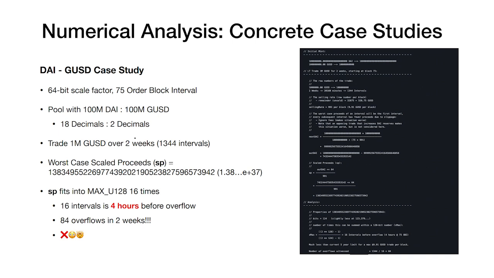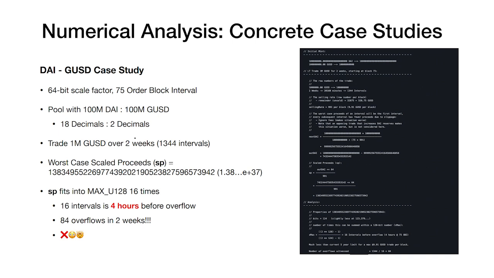So when we work through that same trade math, what you find is we're now at about 1 times 10 to the 37, a much, much larger number. And now we're overflowing every 4 hours. Way, way too many overflows. That's 84 overflows in 2 weeks. So that's not going to work.